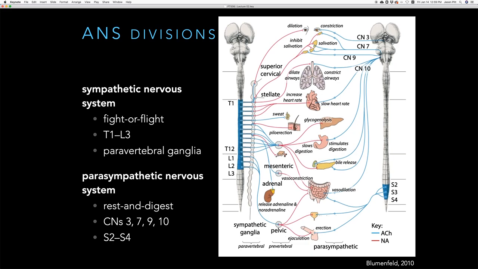So it's kind of like a sandwich. The meat and cheese would be the sympathetic nervous system, and the bread is the parasympathetic nervous system, with the preganglionic neurons arising from the brainstem and the sacral spinal cord.